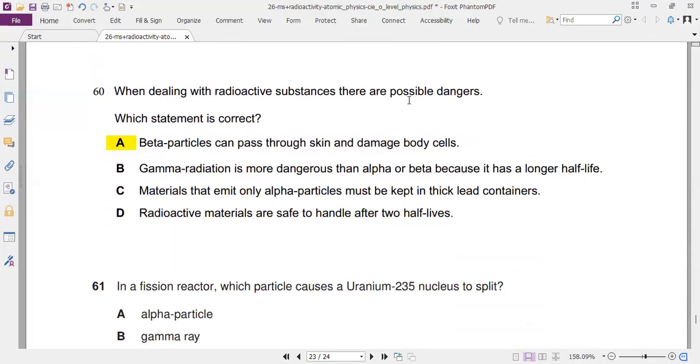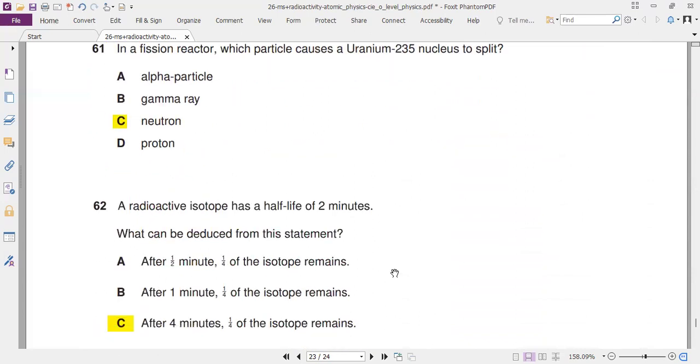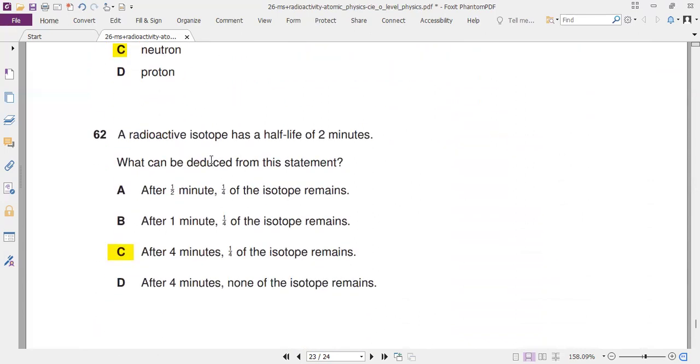Two possible dangers are that we have done this before. Repeat question. Fission reaction. Uranium-235 is bombarded by a neutron to split into daughter elements. 2 minutes. So after 4 minutes, it will be 1/2 times 1/2, which is 1/4.